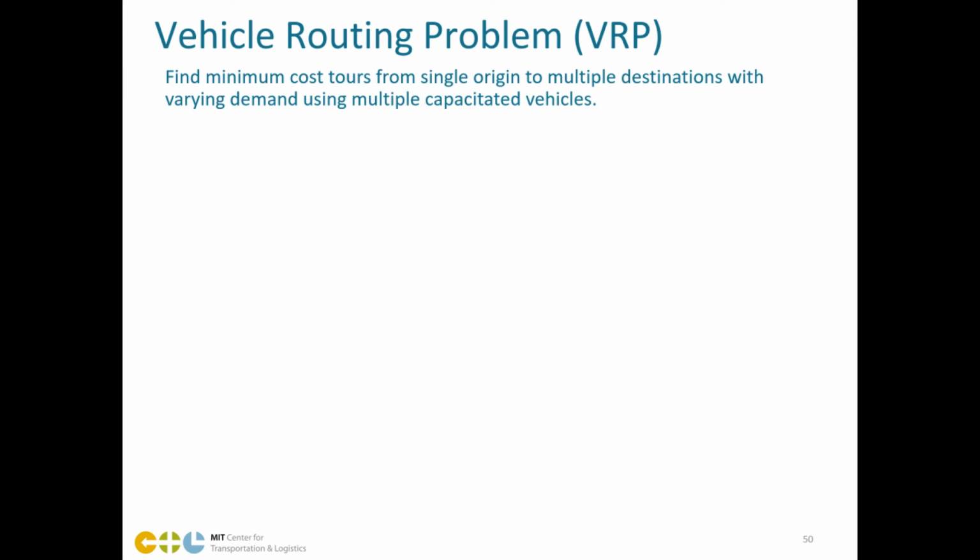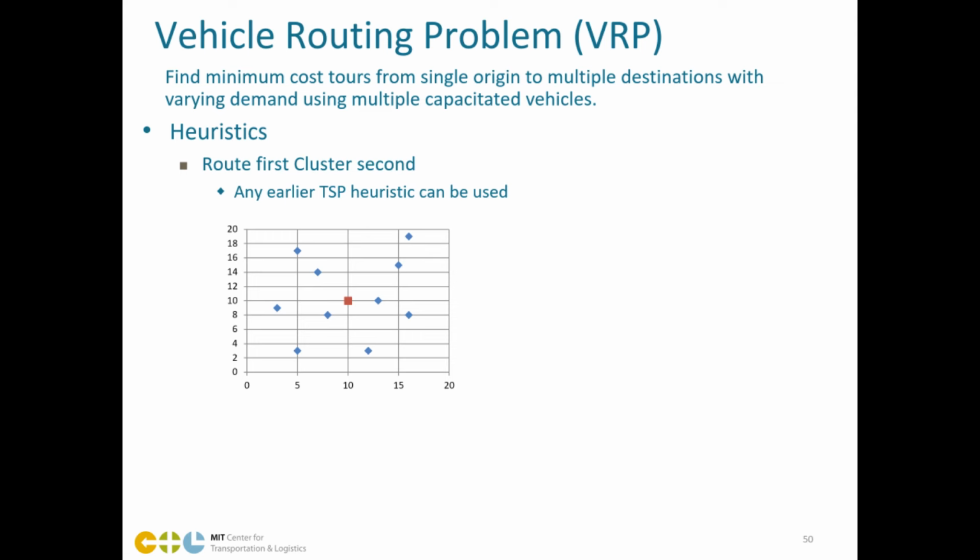So there's heuristics and then optimal approaches. Let's start with the heuristics. You can divide those into two big categories: route first, cluster second, and then cluster first, route second. Let's start with the first one.